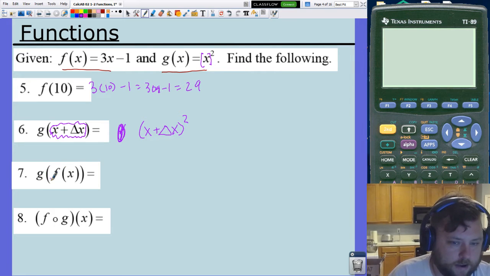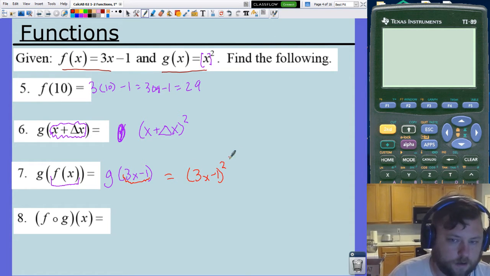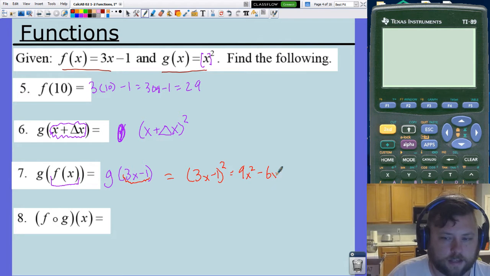So g of f of x. You do the f of x first. What is f of x? Well, f of x is 3x minus 1. So this is actually just g of 3x minus 1. So that means you're plugging in 3x minus 1 for the x. So that's going to be 3x minus 1 squared. And you can distribute that if you want to. So you get 9x squared minus 6x plus 1.